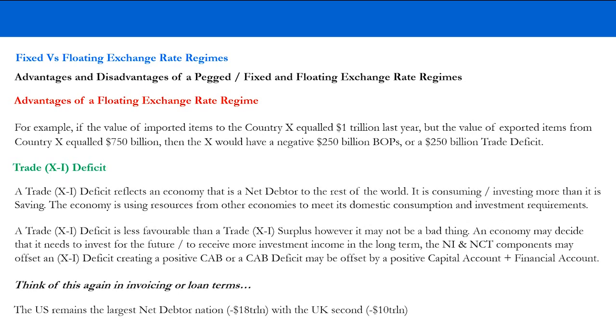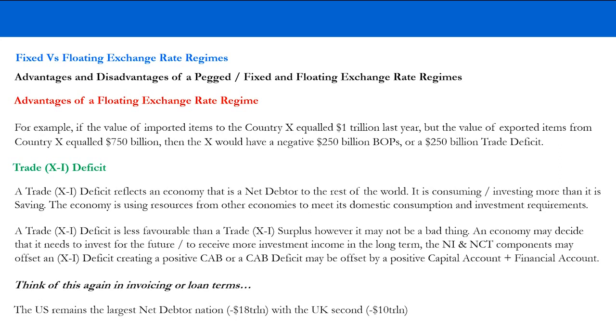Now let's think of it the other way around. If the value of imported items to country X equaled $1 trillion, but exported items from country X equaled $750 billion, then country X would have a negative $250 billion balance of payments, or a $250 billion trade deficit. This reflects an economy that is a net debtor to the rest of the world. It's consuming or investing more than it's saving, and the economy is using resources from other economies to meet its domestic consumption and investment requirements.